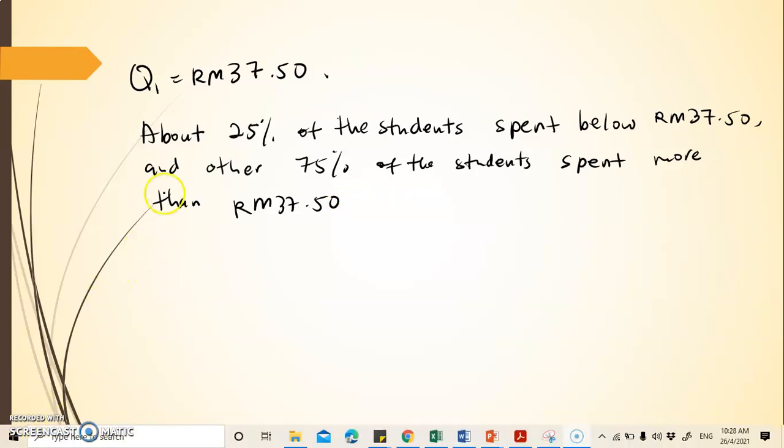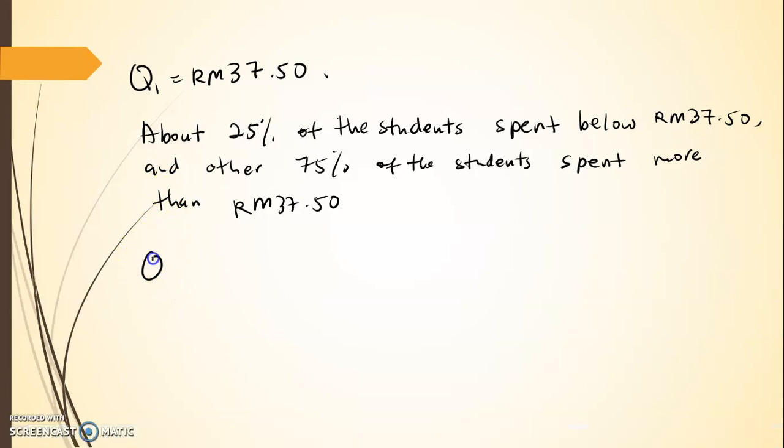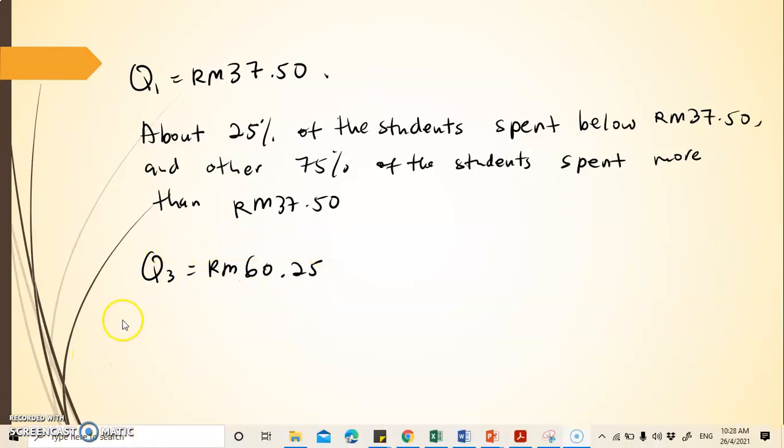So how about Q3? Our Q3 value is RM60.25. So how to interpret this data? I leave this for you to try. Please write your answer in the comment section below.